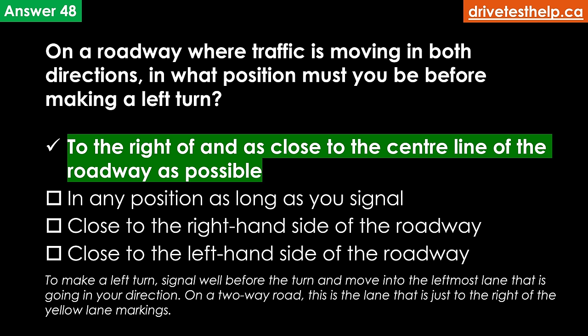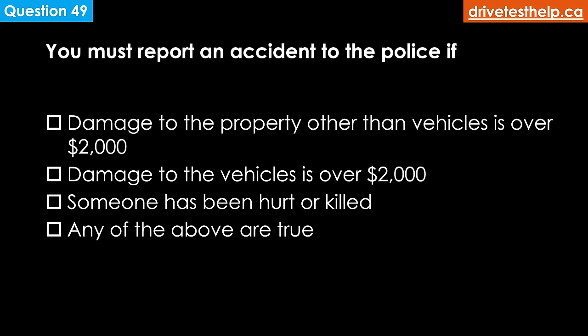To make a left turn, signal well before the turn and move into the leftmost lane that is going in your direction. On a two-way road, this is the lane that is just to the right of the yellow lane markings. You must report an accident to the police if damage to property other than vehicles is over $2,000.